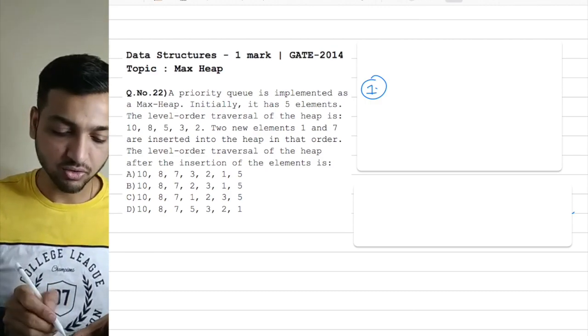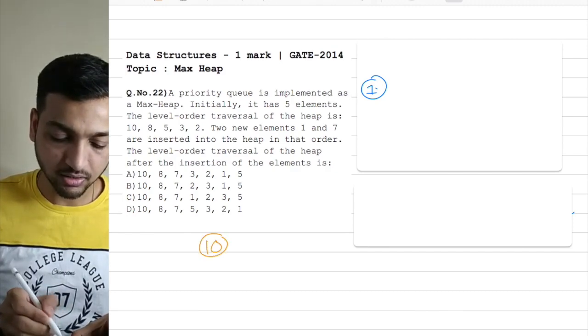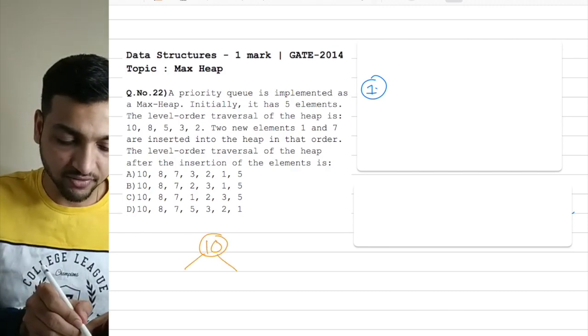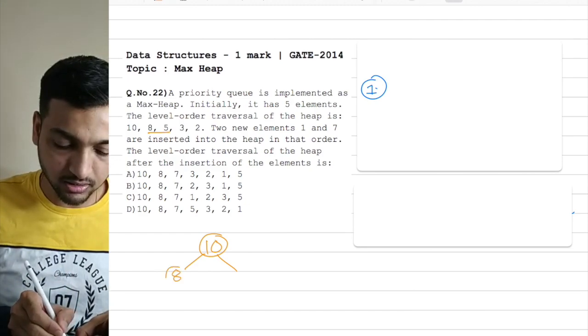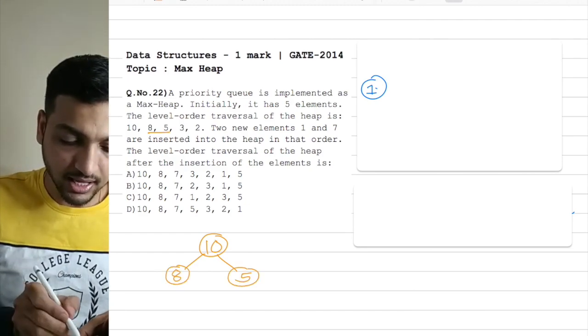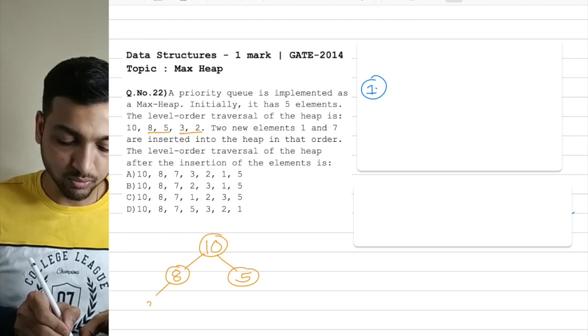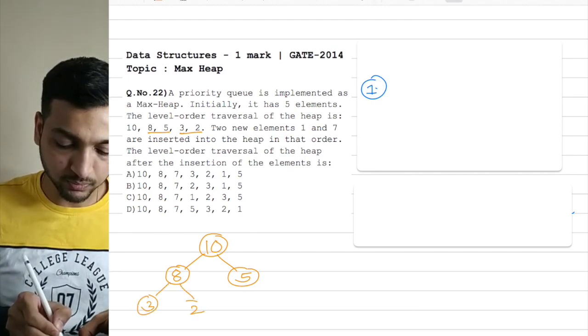Okay, let me draw here the max heap. So this is my 10. Okay, and then next we have 8 and 5. So 8 and 5, and next we have 3 and 2. So this is going to be my 3 and this is going to be my 2.